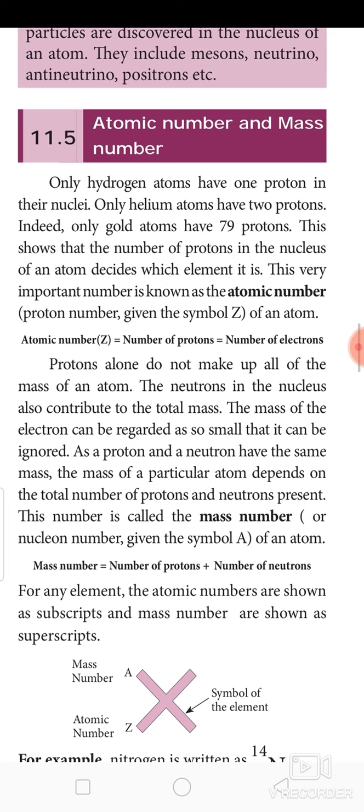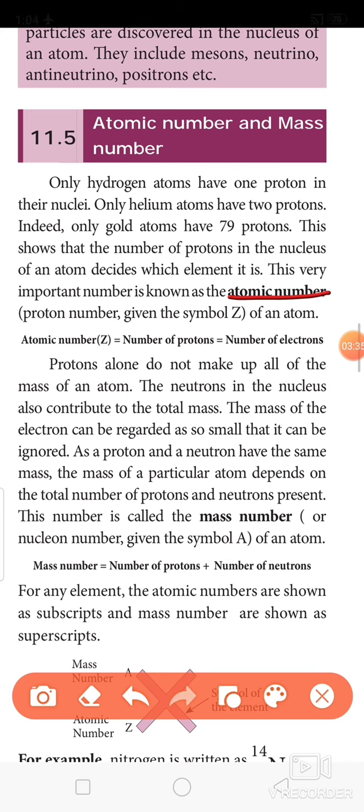This number is called the mass number. So, there are two important numbers, one is atomic number, another one is mass number. What is mass number? Mass number is equal to number of protons plus number of neutrons. See, atomic number is the number of protons, which must be equal to number of electrons. Here mass number is number of protons plus number of neutrons.